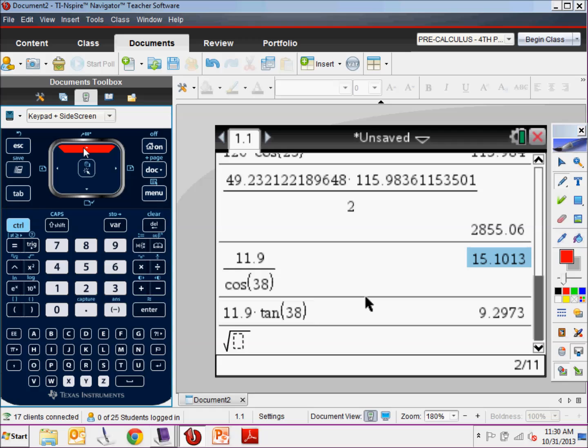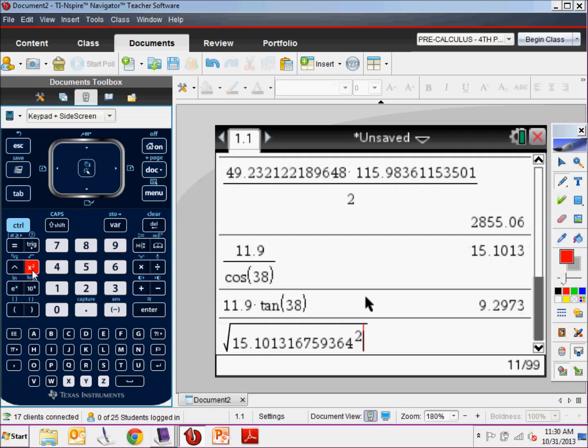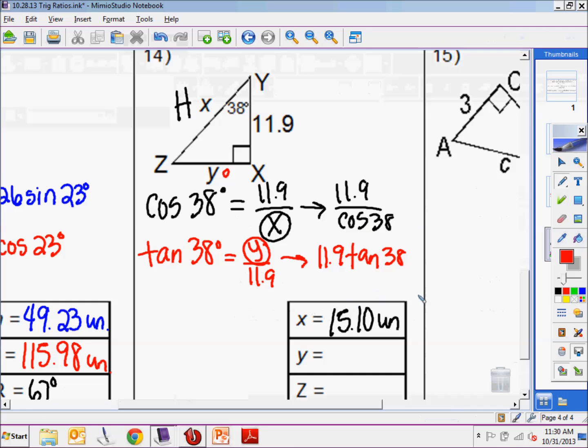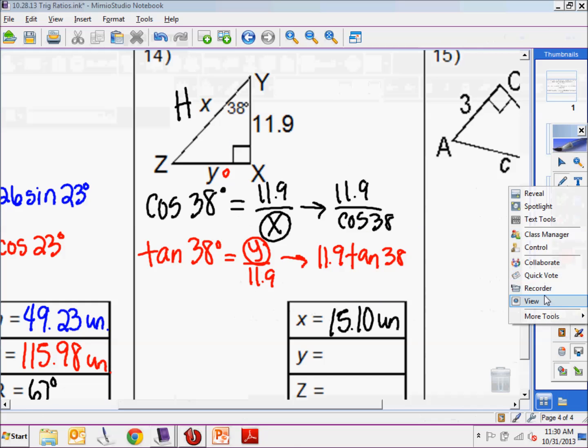If I was to do the Pythagorean Theorem, that means I would take my hypotenuse squared minus 11.9 squared, and I would get the same thing. Let me say what I did with Pythagoras.